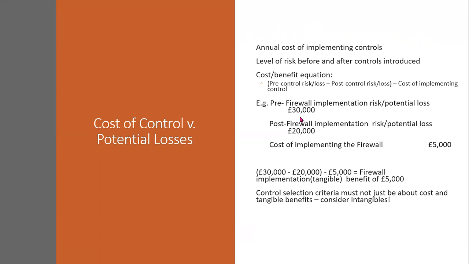So let's break this down now. An information security manager has identified a risk of a cyber attack against the company. And so they say, before we implement any controls, before we actually purchase a firewall, the risk to the company, if we were to experience a cyber attack, is 30K. But after we've implemented the firewall, the risk will be reduced to 20K.